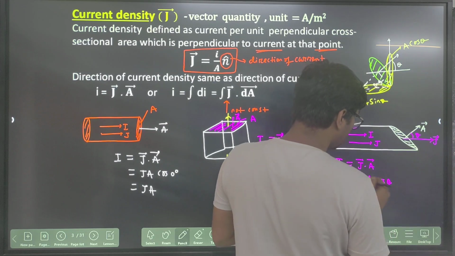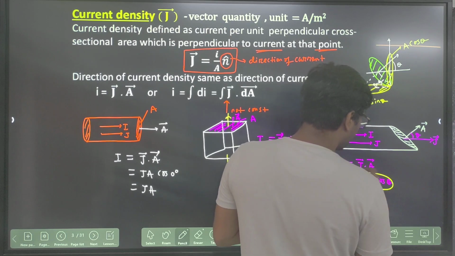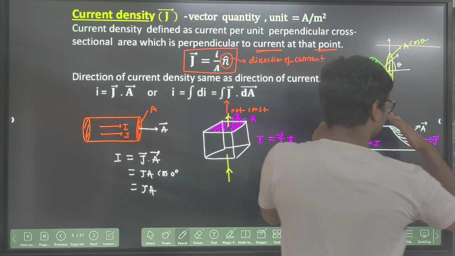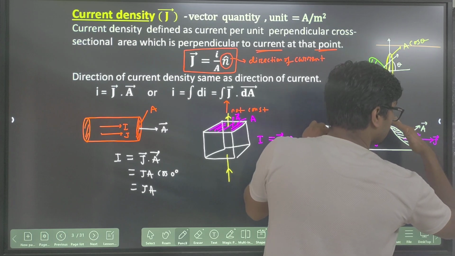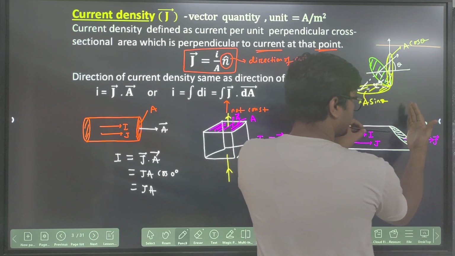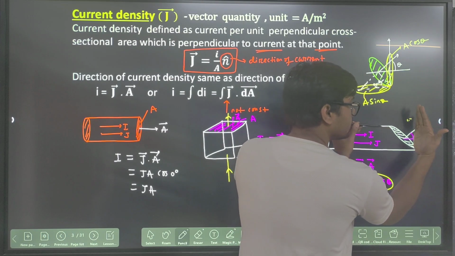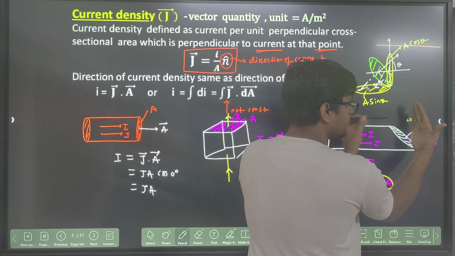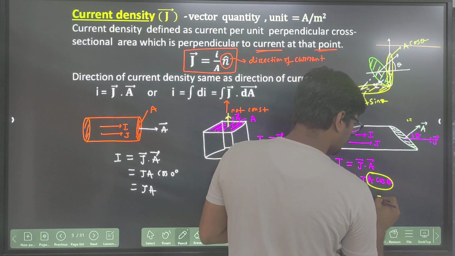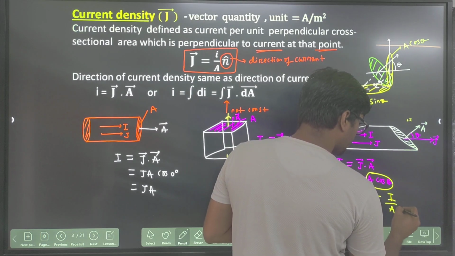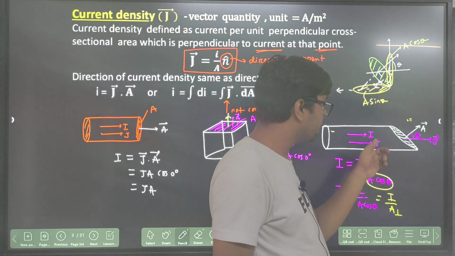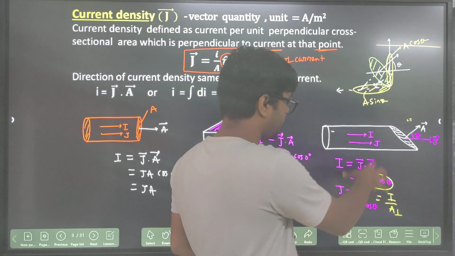So here if you see, this is coming A cos theta and current direction is along this direction. Area is this one, area is along this direction. So A cos theta is along this direction and current is like this. You are getting right? Current is like this and this is A cos theta. So this is the perpendicular area to that current, right? So I can write here I by A perpendicular, right? So A cos theta is perpendicular to the direction of the current. That's why it is taken like this.